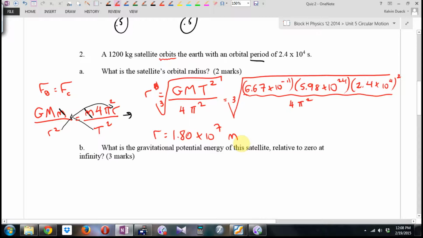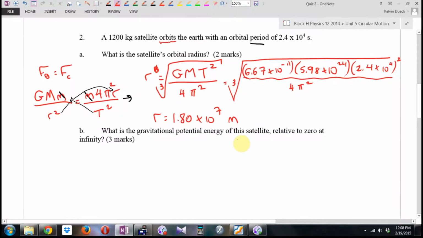The first time I made up this question, I was just making up numbers, and I made the period way too small, because when we found the radius, it ended up being inside the Earth. Whoops. Sorry. So this one is much bigger. I think I added a 0. I think I went from a 10 to the 3rd to a 10 to the 4th or something like that.